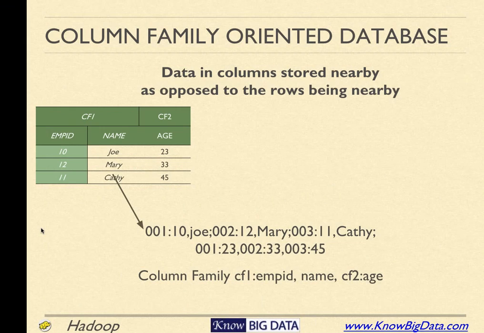Okay, so let's talk about column families. A column family is basically a group of columns. For example, here there are two column families, CF1 and CF2. CF1 contains employee ID and name. CF2 contains the age. And the way the data gets stored is all the data of a column family is stored first, and then column family 2 is stored. The difference here is that inside the column family, the data is stored row wise. So 10 Joe, 12 Mary, 11 Kathy. After that, 23, 33, 45.